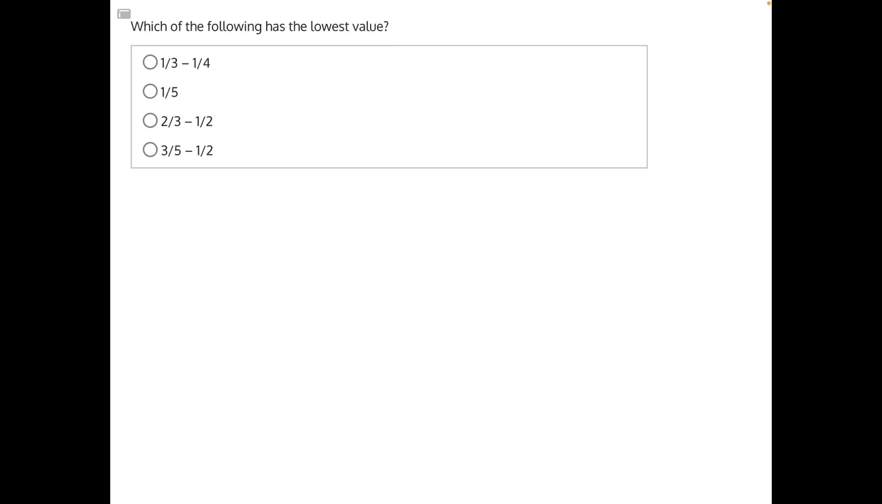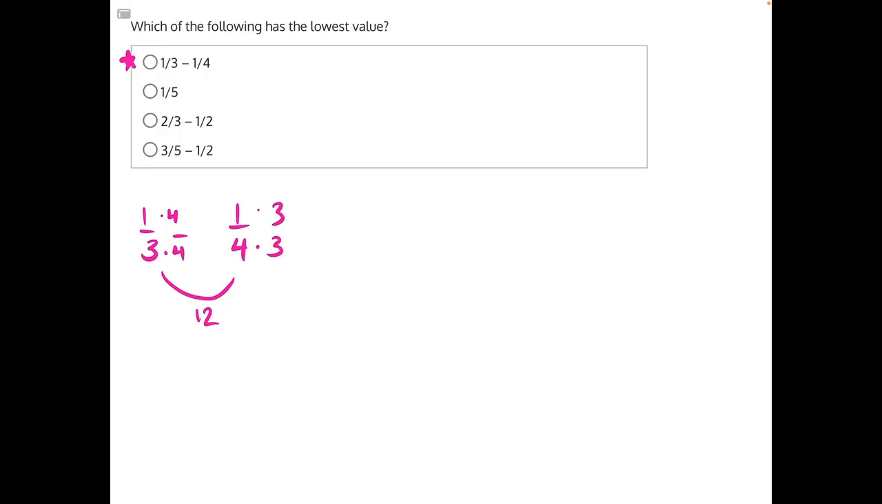To solve this question, let's leave everything in fraction form and find some common denominators to subtract with. For our first answer choice, we have 1/3 minus 1/4. The common denominator here, the least common denominator, would be 12. So we need to multiply this fraction by 4 and this fraction by 3.